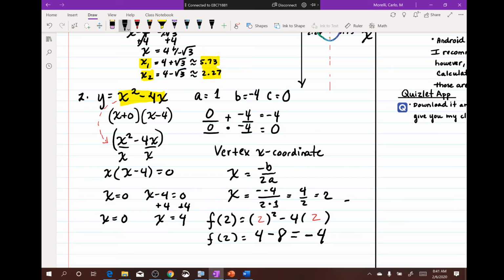So here's the coordinates I want to plot for the vertex: 2 comma negative 4. Okay, so now I know everything. The coordinates of my y-intercept are 0, 0. The coordinates of the two solutions are 0, 0 and 4, 0. My axis of symmetry is a line passing through x equals 2, right? My vertex is at 2, negative 4. So this is an upward sloping parabola. You know everything you need to know. I want you to go ahead and graph the quadratic.